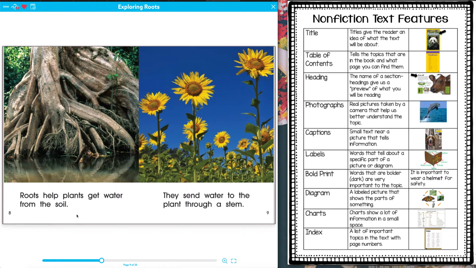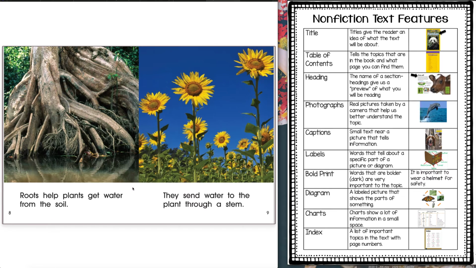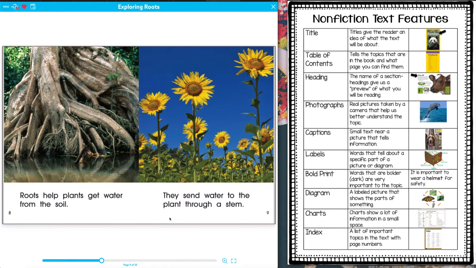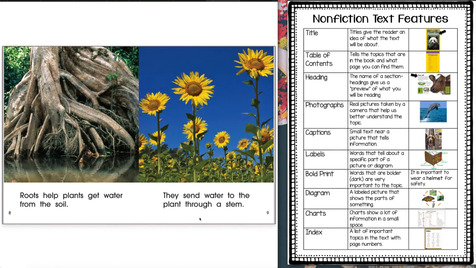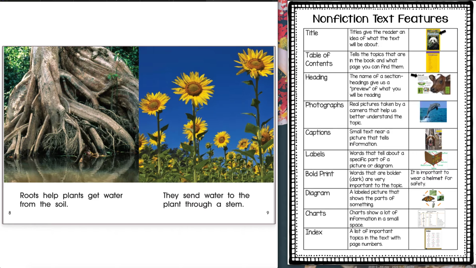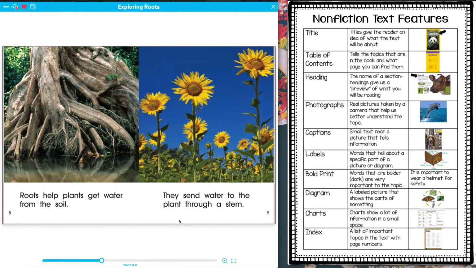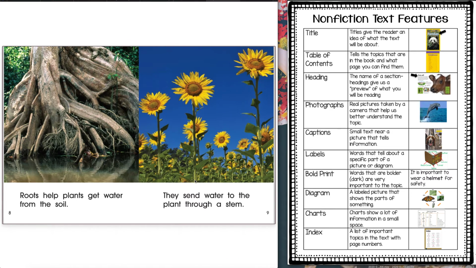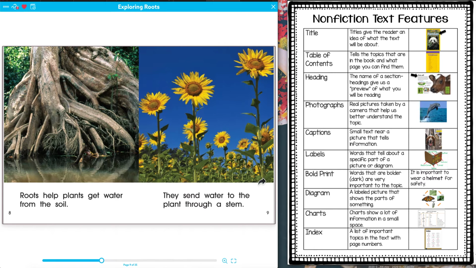Roots help plants get water from the soil. So here you can see big roots. They come down, down, down till they hit soil, and they bring water up to the different parts of the plants. They send water to the plant through a stem. Now here's a good picture of this stem. It is this tall thing right here. So the roots bring water up, and then the water goes through the stem.